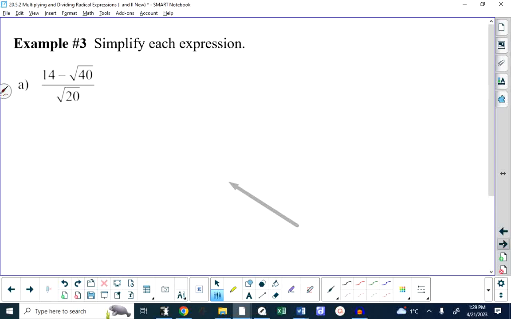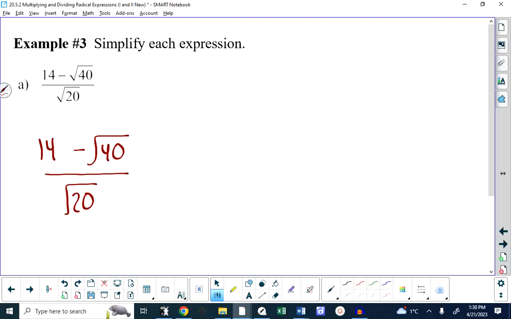Ooh, things have changed all of a sudden. Because now, and I mentioned this at the beginning, we are dividing by monomials. I might have implied we were having monomials divided by monomials. If I did, I apologize. We're dividing by monomials, but here we have a binomial in the numerator. That's okay. 14 minus root 40 over root 20.